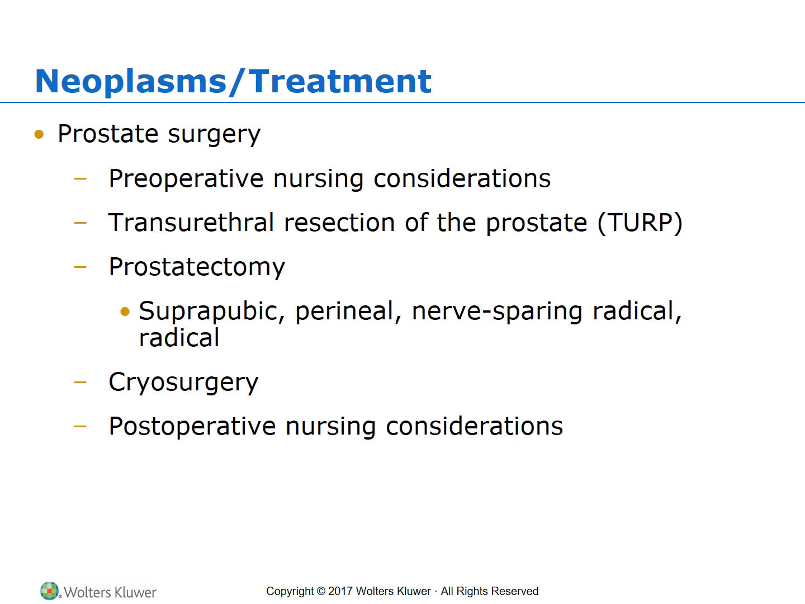Neoplasms and treatment, prostate surgery. So preoperative nursing considerations: we want to provide education regarding the strong possibility of postoperative erectile dysfunction, and we want to talk to them about a sperm bank, especially if they're younger. You want to give plenty of fluids and antibiotics prophylactically. It may be possible that they could have a suprapubic catheter and continuous bladder irrigation for at least 2 to 3 days after surgery.